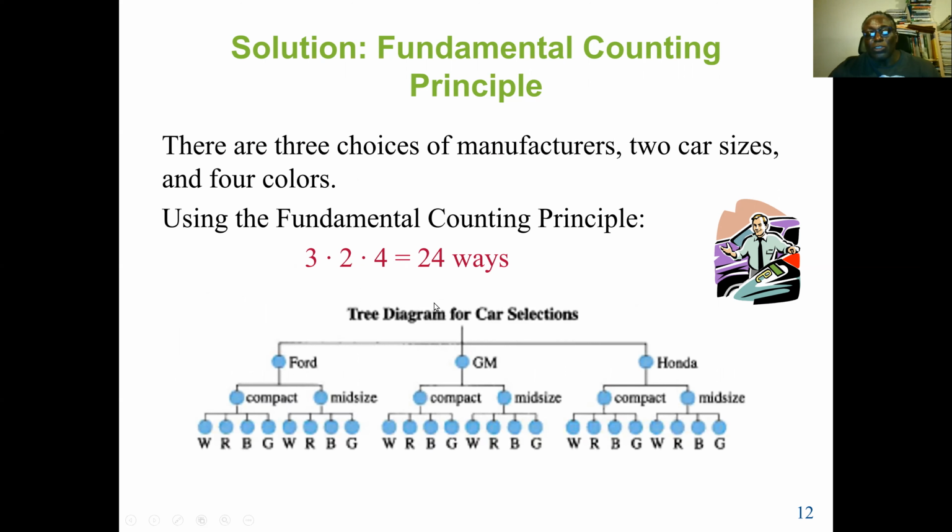Also using the tree diagram, we can see we start with Ford, GM, and Honda. How many sides do we have for Ford? Only 2 sizes, compact and mid-size, and the same for GM and Honda. Then how many ends do we have? 8 together. So that's why we get 8 plus 8 plus 8 at the bottom, and that will give us 24 ways.